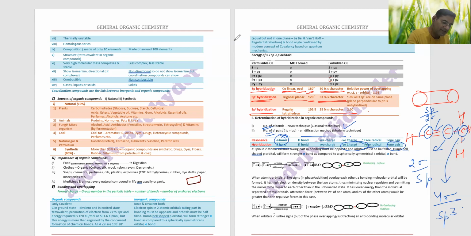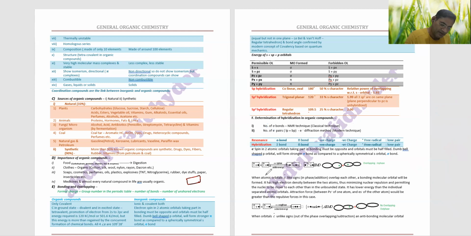Now, what next is? See, if one electron is clockwise and the second electron in another orbital is clockwise, then they will be overlapping. If both have positive sign, then it will be overlapping, bonding, not anti-bonding, and that will be attractive in nature, and overlapping will be possible.